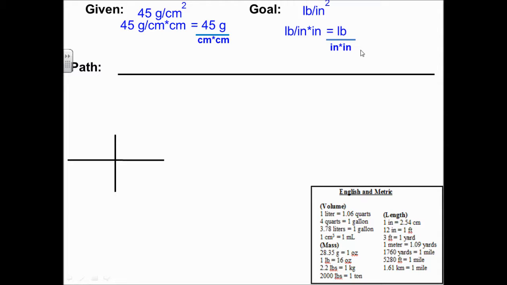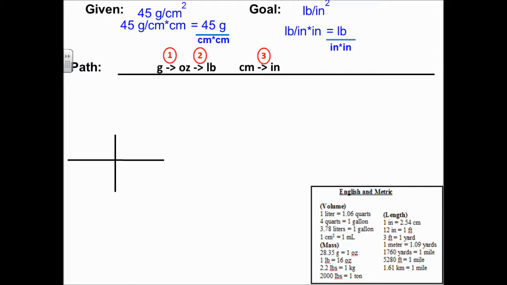So first thing we need to do is figure out a path. The path for our top is going to be grams to ounces to pounds, and I can know that by looking at the handy dandy conversion table. I go from grams to ounces, and then from ounces into pounds. Then we need a conversion for the bottom, going from centimeters to inches. That's a one-step conversion. You can see that conversion right over here: 1 inch equals 2.54 centimeters. So now we're going to have three different conversions to solve this problem.